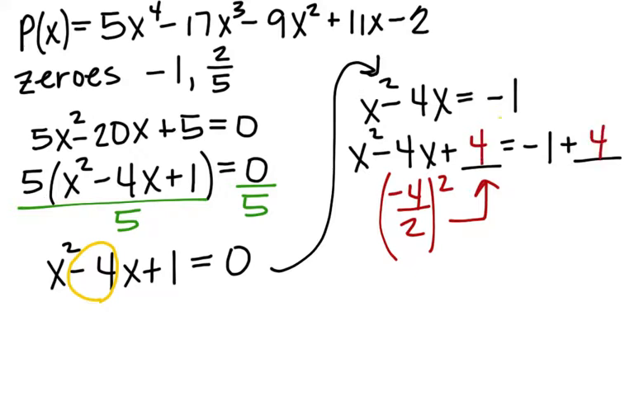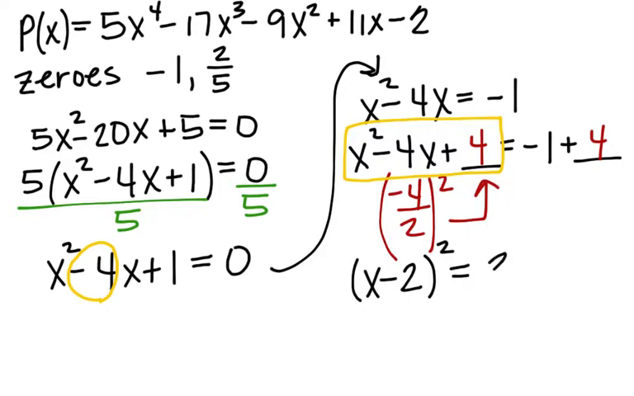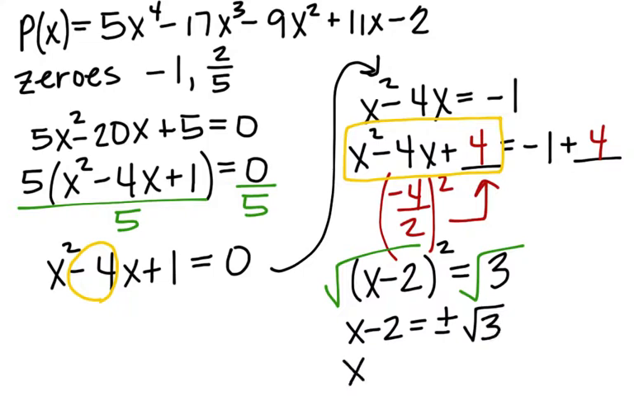And again, the reason for this is because now x squared minus 4x plus 4 can be factored. So that will factor into x minus 2 times x minus 2, which is the same as x minus 2 squared. The right side, -1 plus 4, will just give us 3. And now we're ready to undo our quantity squared, so we'll square root both sides of the equation. That'll leave us with x minus 2 equals plus or minus the square root of 3, and then finish solving for x by adding 2, and you get 2 plus or minus the square root of 3. So these are our remaining two zeros.